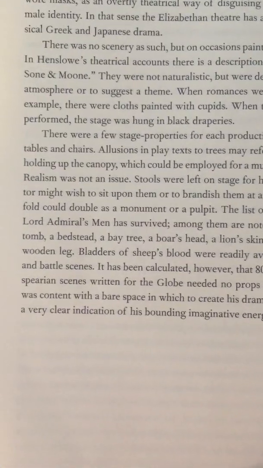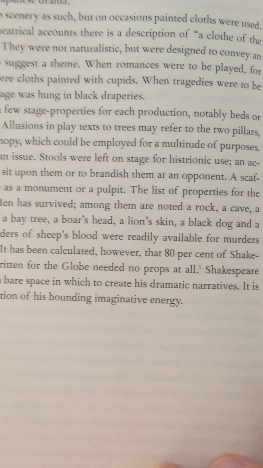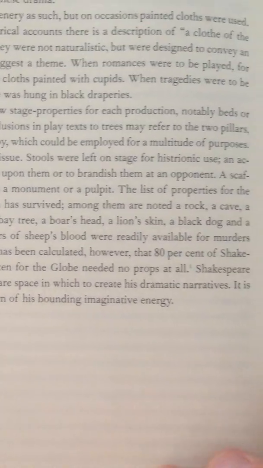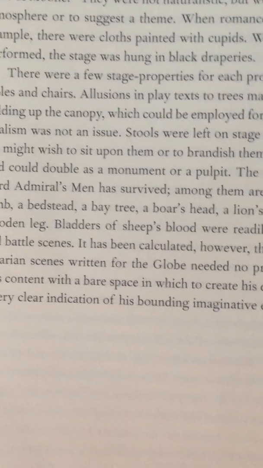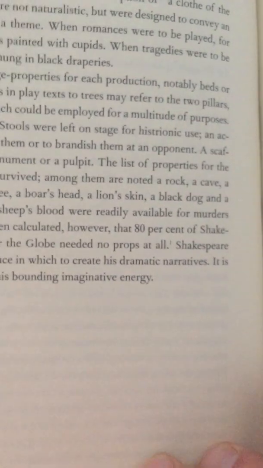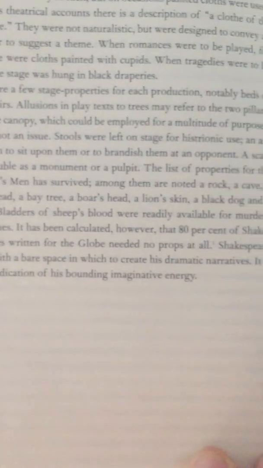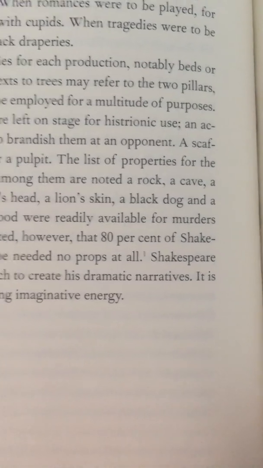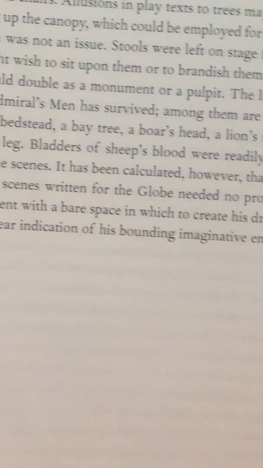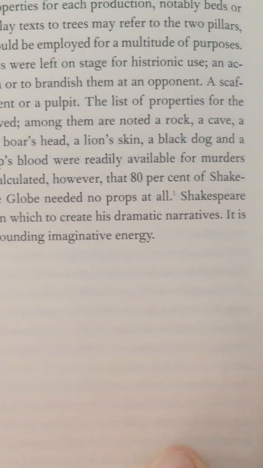The list of properties for the Lord Admiral's men has survived. Among them are noted a rock, a cave, a tomb, a bedstead, a bay tree, a boar's head, a lion's skin, a black dog, a wooden leg. Bladders of sheep's blood were readily available for murders and battle scenes. It has been calculated, however, that 80% of Shakespeare's scenes written for the Globe needed no props at all. Shakespeare was content with a bare space in which to create his dramatic narratives. It is a very clear indication of his boundless imaginative energy.